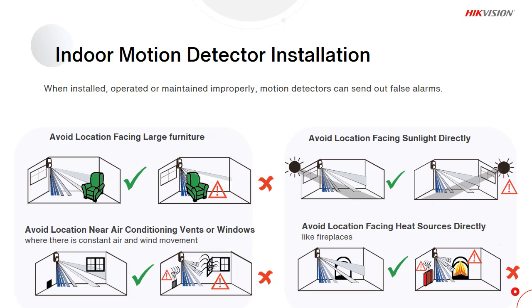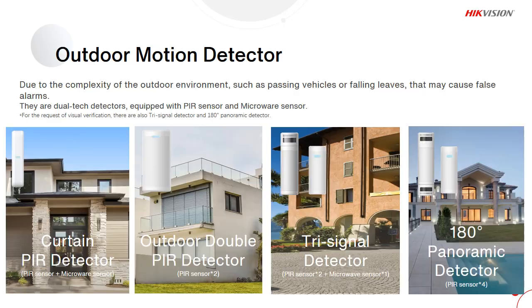Avoid location facing sunlight directly. Avoid location near air conditioning vents or windows where there is constant air and wind movement. Avoid location facing heat sources directly, such as fireplace. Now, we will introduce outdoor motion detectors. Due to the complex external environment, and many factors that may influence the accuracy of detector such as passing vehicles or falling leaves.